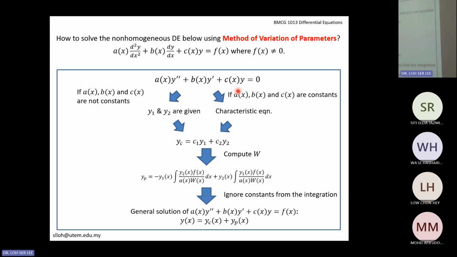If a, b, c are constants, then you form your characteristic equation, then get this yc. And from this yc, you will have your y1 and y2. Then put everything in, compute the Wronskian function, then put everything into the formula. Ignore the constant from the integration. This is integration, but we ignore the plus c. Once you get the yp, combine it with your yc and you will get the general solution. So this is the flow.